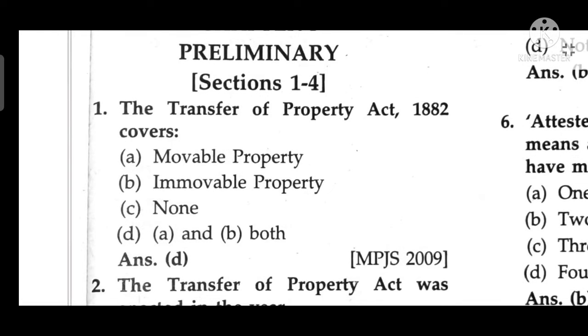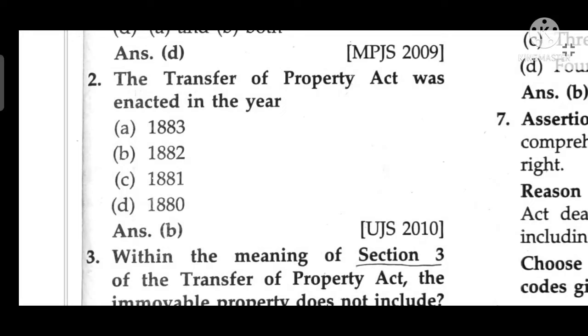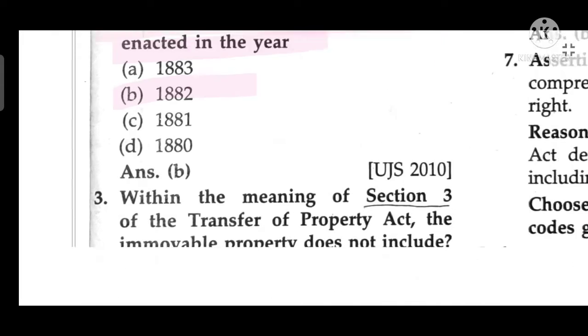Transfer of Property Act. The Transfer of Property Act 1882 covers movable property and immovable property. The Transfer of Property Act was enacted in the year 1882.